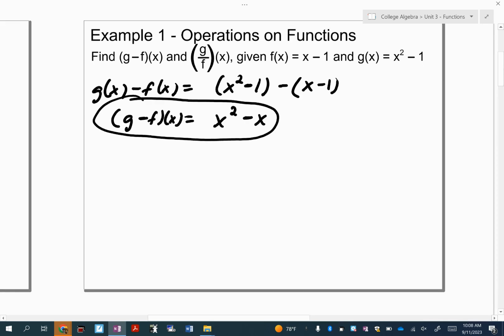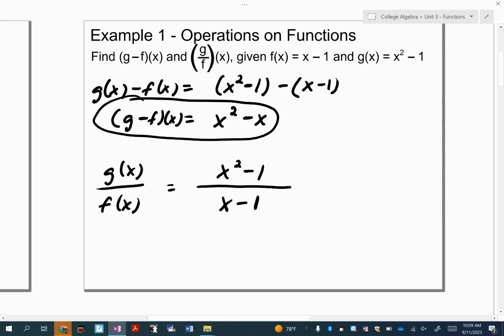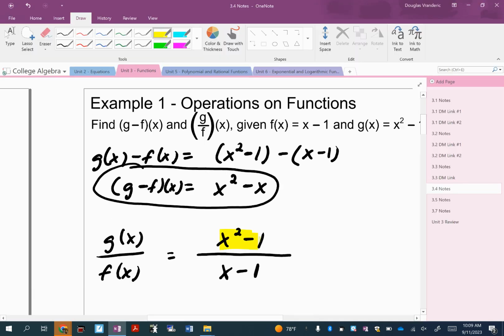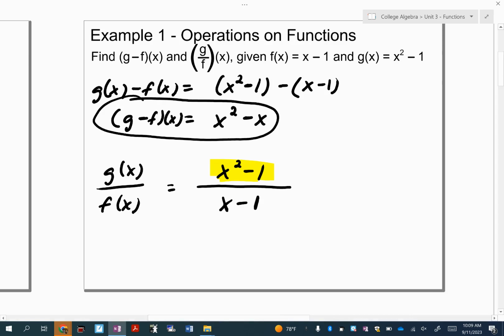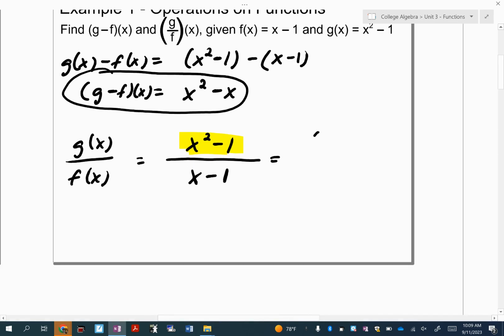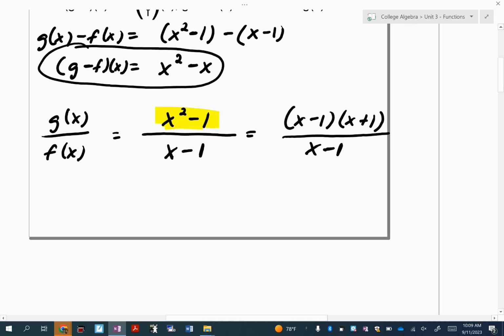Then it asked me to do g over f of x, which is g of x divided by f of x. So I'm going to put g of x on top again, x squared minus 1 over f of x, which is x minus 1. Now, I'm hoping you notice that this numerator is actually a special case that we can factor. It's called the difference of two squares, which is the same as x minus 1 and x plus 1. And then when you factor that, you should notice that we have the same factor on the top and on the bottom, x minus 1. So this g over f of x becomes just x plus 1.